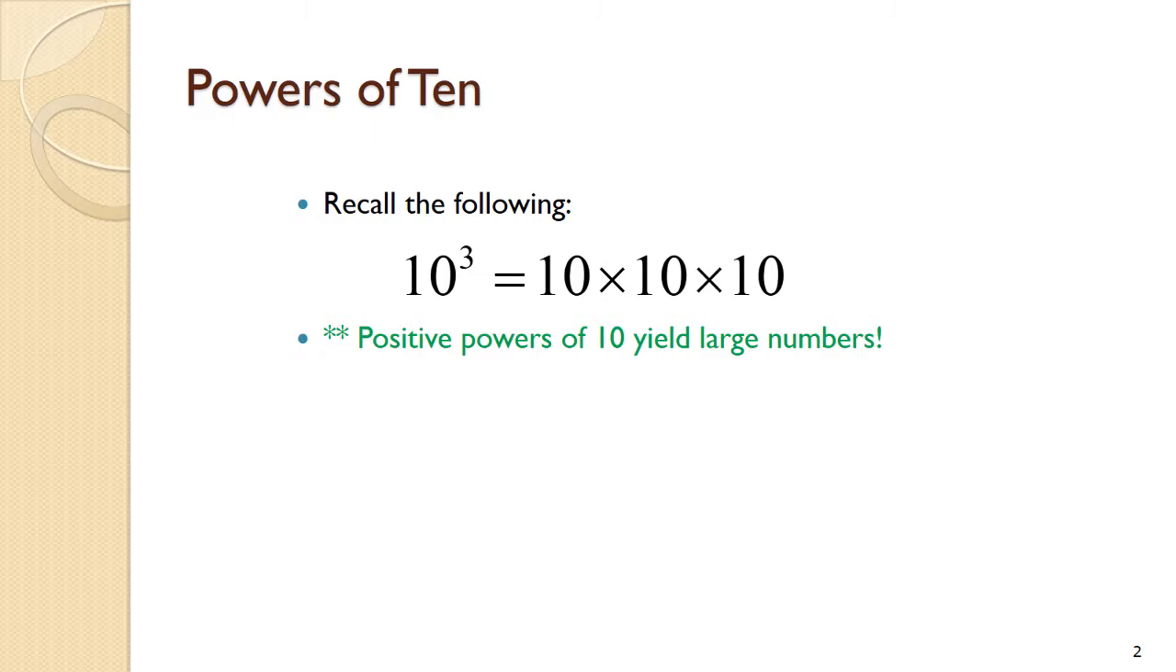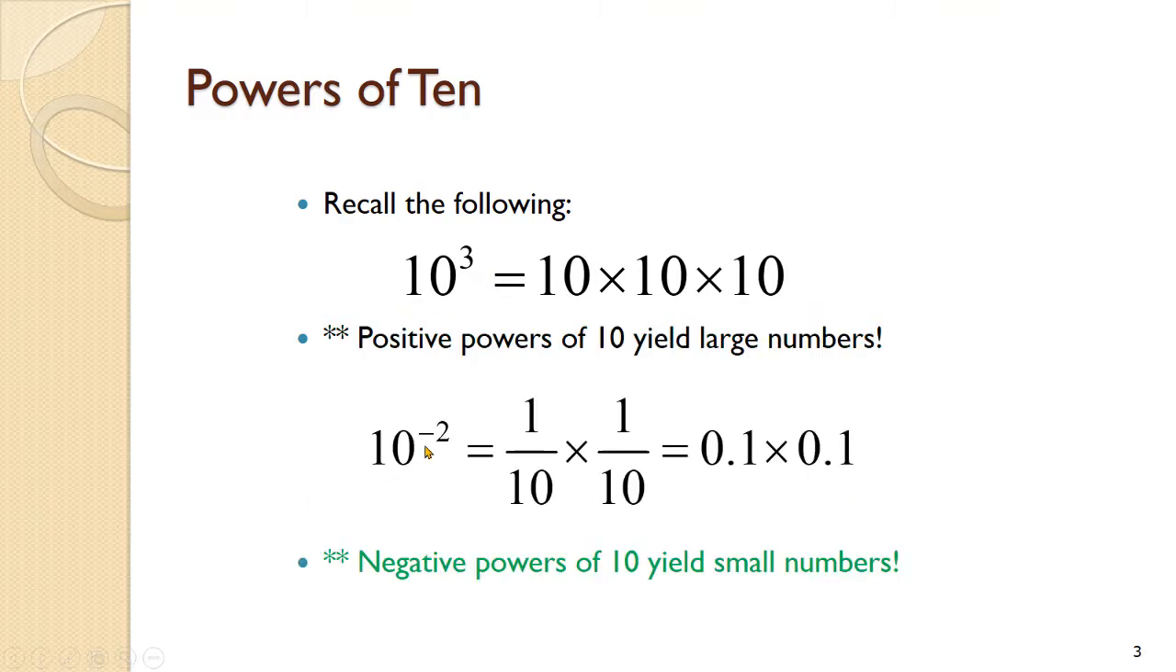Okay, so let's start by talking about powers of 10. It'll come as no surprise to you that an exponent, when applied to a power of 10, means we're going to multiply 10 by itself repeatedly. And the thing that I want you to note there is that if you have a positive power of 10, you're going to get a big number. 10 to the third here gives you 1,000.